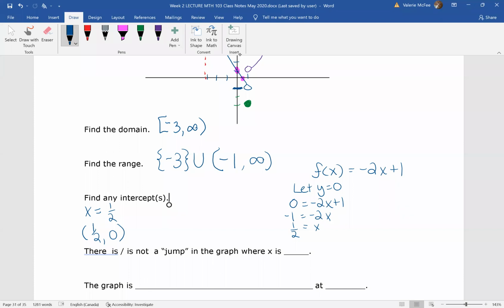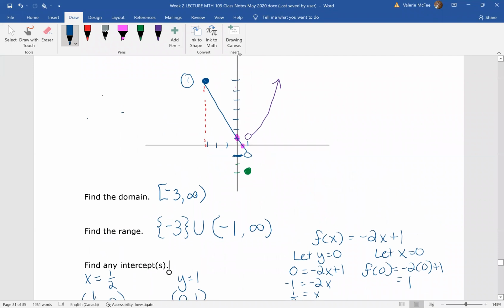To find my y-intercept, we're going to let x equal 0. Of course, it's at 1. We knew that. So when you're finding the intercepts, you need to look at your graph and determine which equation you're going to need to use to find your intercepts.